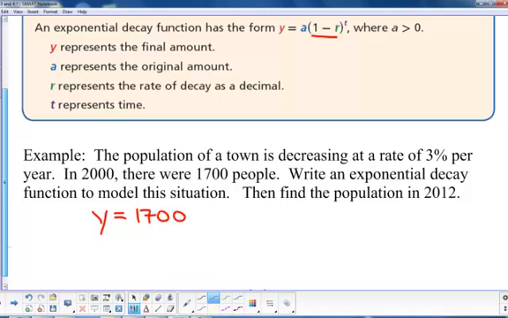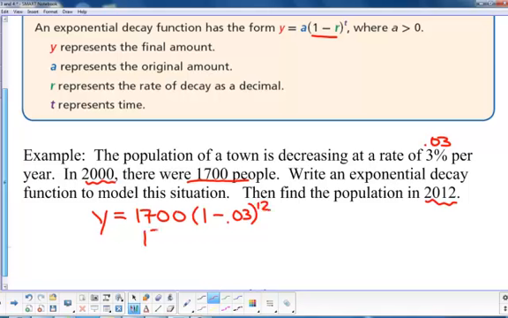So the population of a town is decreasing. They were initially 1,700 people, and we want to know the population in 12 years because we're going from the year 2000 to the year 2012. 3% is written as 0.03, and since it's annual, we don't have the n value in this problem. So 1 minus 0.03 to the 12.